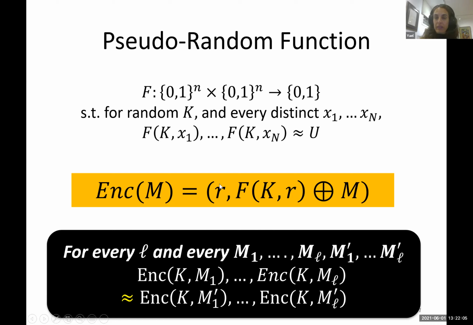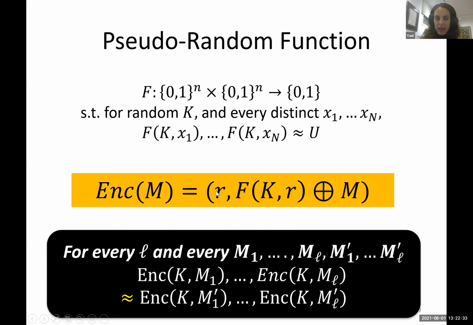The way that the receiver is going to decrypt is because he knows the key and he knows R, so he can compute the pad. The pad is like the secret for the one-time pad. So he can compute F of K and R and then demask M. Then he can get rid of this mask by XORing with F of K and R to get back M. So R here is public.